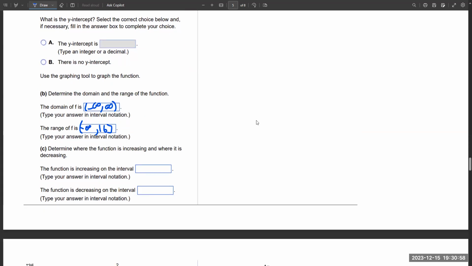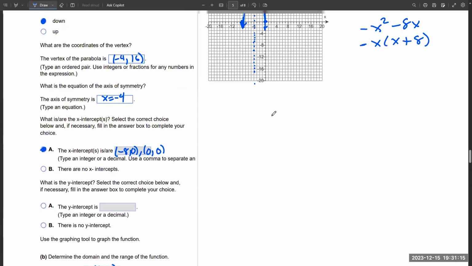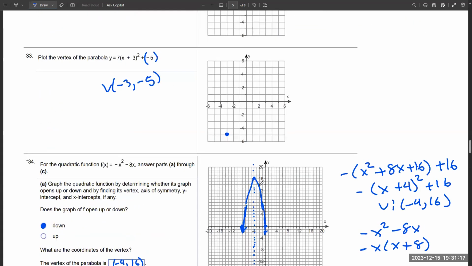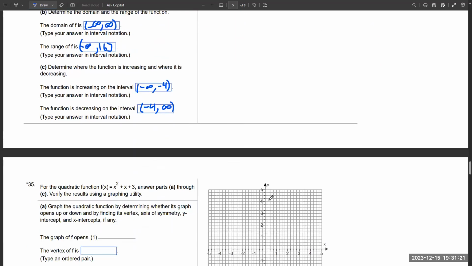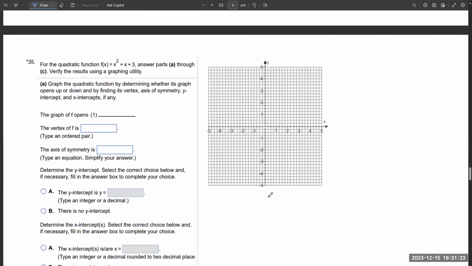The function is increasing on the interval from -infinity to -4, and then decreasing on the interval from -4 to infinity. Those are x values. So we're going uphill, and then we're going downhill. And it changes at its maximum, or at the axis of symmetry.